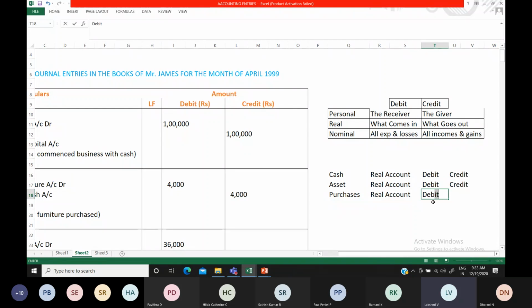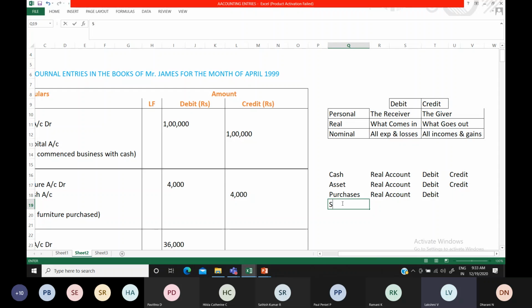And you will see it will always be debited because goods are coming into your business. So debit what comes in, the real account rule. So I will be debiting that. The purchases account is always debit, purchases account debtor.